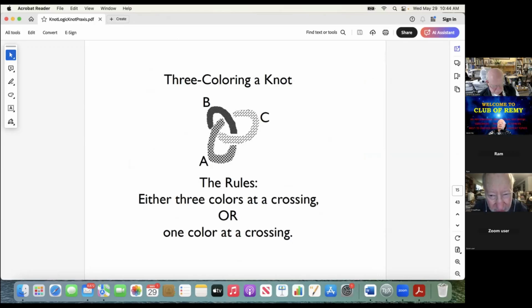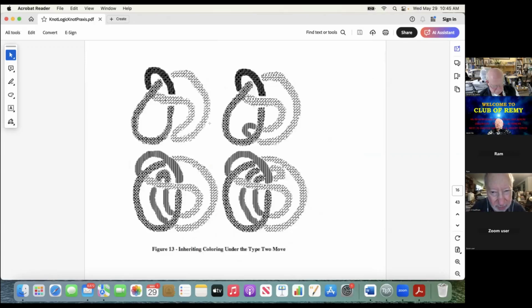In other words, at a crossing, my rule is that I shall have 3 colors, or 1 color, which I didn't draw here. Those are what's allowed. I'm not allowed to have 2 colors. If I have 2 colors, the third gets created because we take the product, if you like. Or you can just think, never mind algebra. The rule is 3 colors or 1 color at a crossing. And then we can investigate what will happen to this colored knot diagram as I move it around.